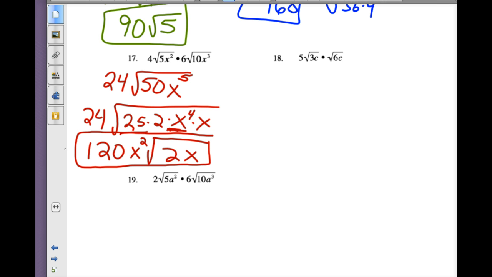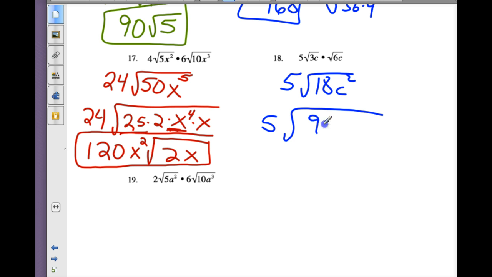We're going to get to day 2 stuff here in a minute, but Olson, talk me through 18. 5 radical 18c squared, and then you got 9 and 2 c squared still, and then 15 radical 2c squared. You didn't simplify your c squared.